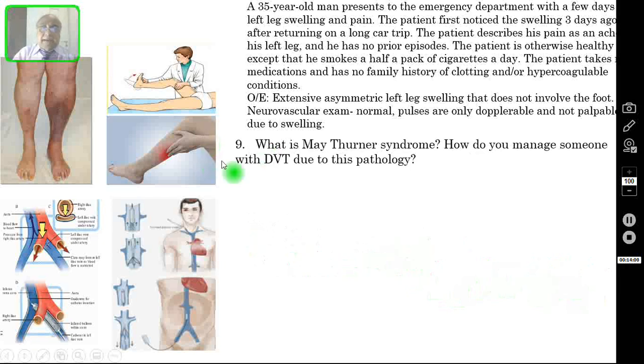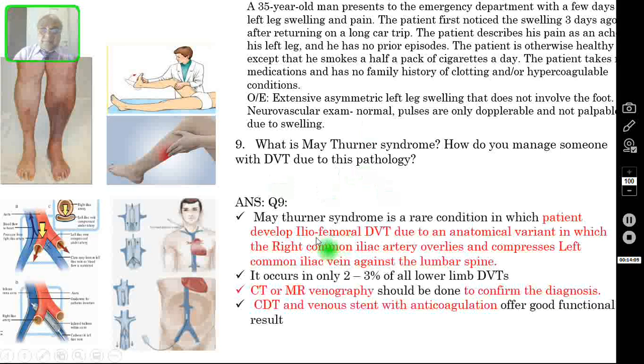Question number 9. What is May-Turner syndrome? How do you manage someone with DVT due to this pathology? The correct answer is the May-Turner syndrome is a rare condition in which patients develop iliofemoral DVT due to an anatomical variant in which the right common iliac artery overlies and compresses left common iliac vein against the lumbar spine. This is the pathology. It occurs only in 2 to 3% of all lower limb deep vein thrombosis.